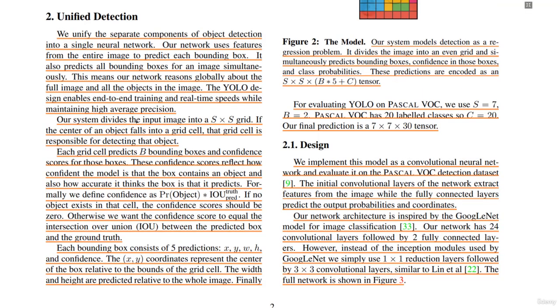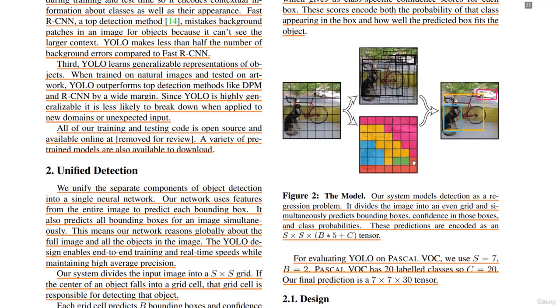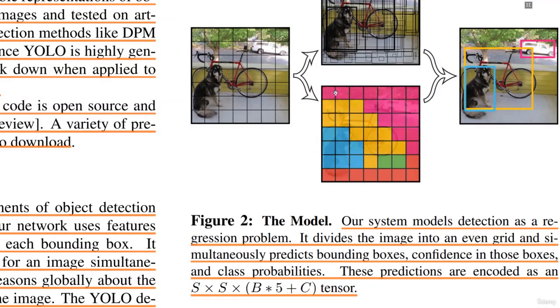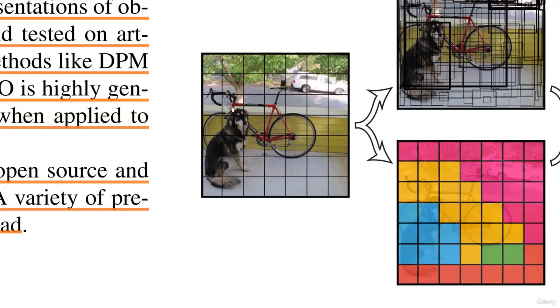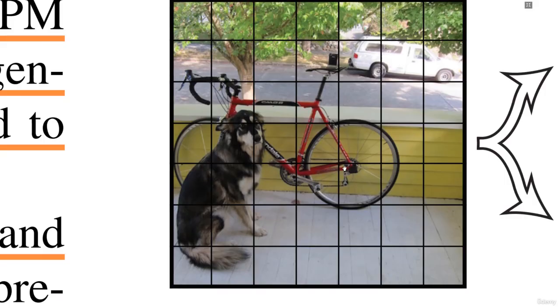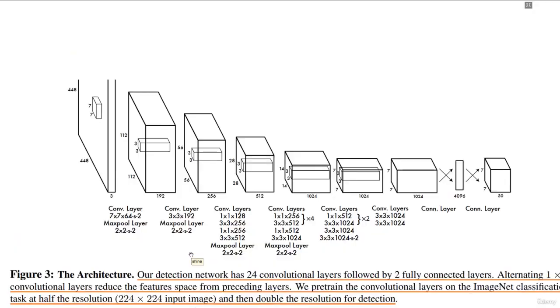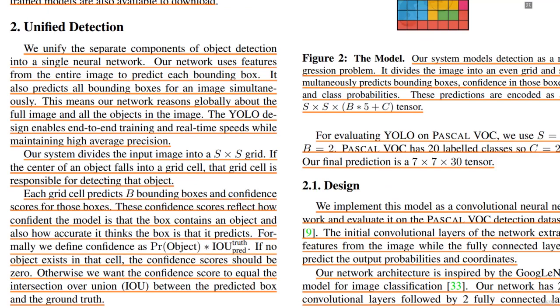Now, the system divides the input image into an S by S grid. As you can see right here, we have this S by S grid where S equals 7, so we have a 7 by 7 grid. You can see it better right here. This is the image which has been divided into that 7 by 7 grid. And then each grid cell predicts B bounding boxes, that is, it tells you exactly where the object is found in the image, and the confidence scores for those boxes.